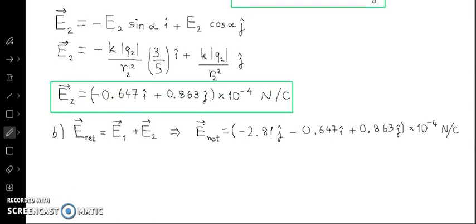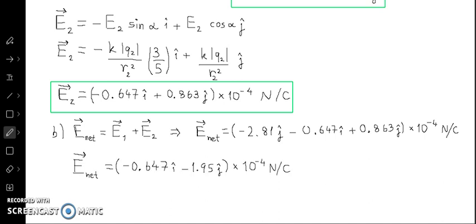So here I have plugged in the numerical values. I have three terms. The first term, negative 2.81 j hat, that's vector E1. And then I'm adding vector E2. The next two terms are the x and y components of vector E2. Again, I have an overall factor of 10 to the negative 4, and the unit is newton per coulomb. So I have two terms with j hat. I'm going to add these together, and I only have one term with i hat. That one remains as is. And that will be our final answer for the net electric field vector.